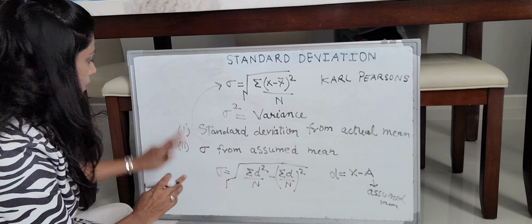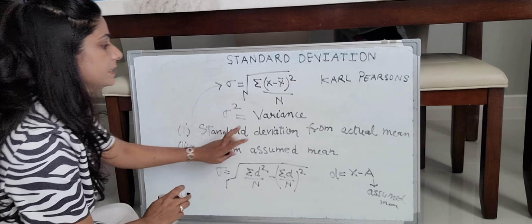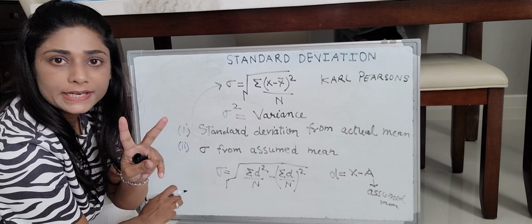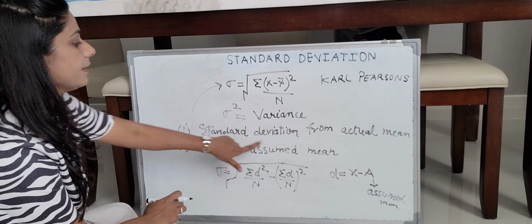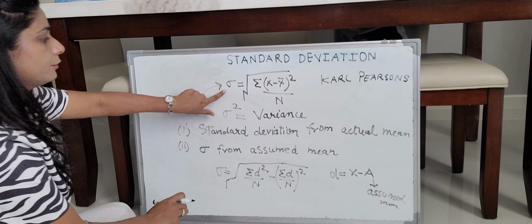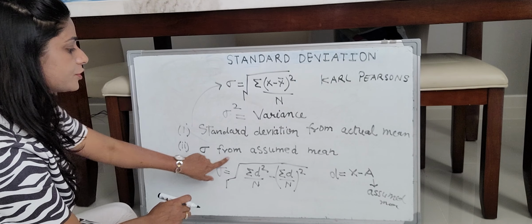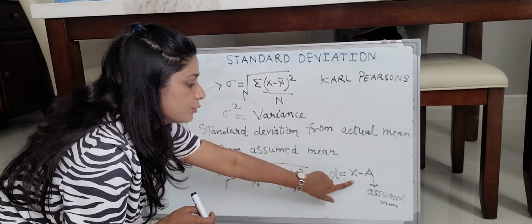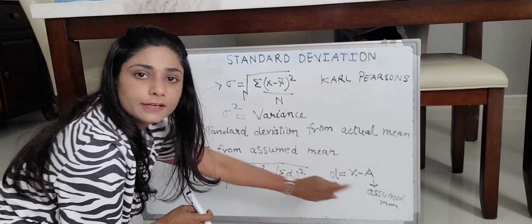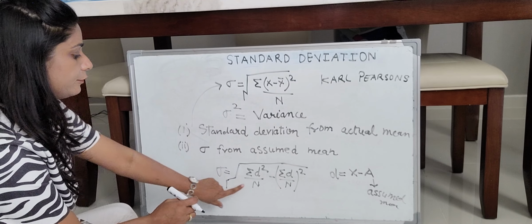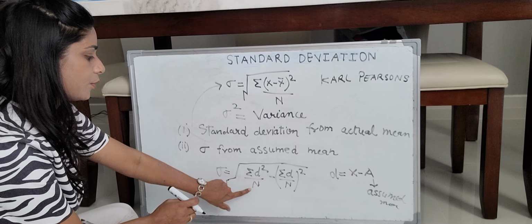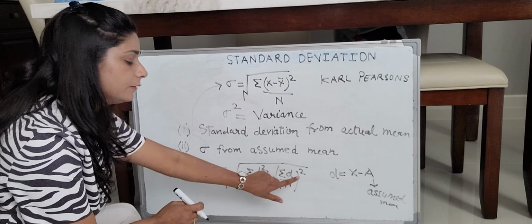Fine. So to calculate standard deviation, we have two methods. Standard deviation from the actual mean, the formula is this, and the second method is standard deviation from the assumed mean. D equals x minus a, where a is the assumed mean, and the formula is sigma D square upon n minus (sigma D by n) whole square.